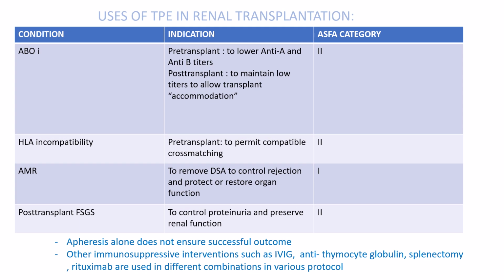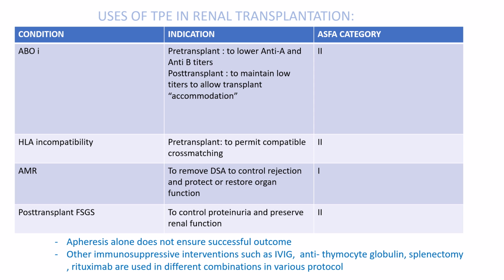The use of TPE in renal transplantation. If there is ABO incompatibility, then pre-transplant we lower the anti-A or anti-B titers, and post-transplant we maintain low titers to allow transplant accommodation. This is under category 2. For HLA incompatibility pre-transplant, we have to permit a compatible cross-match. So again it is category 2.